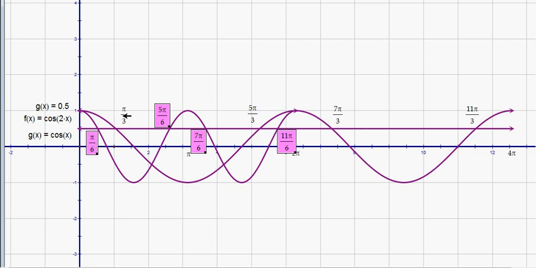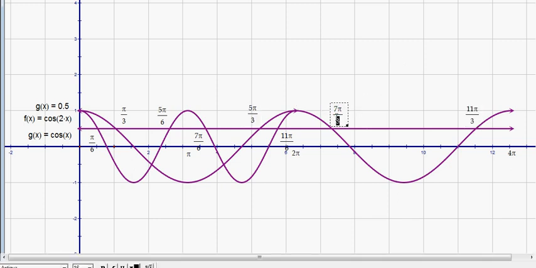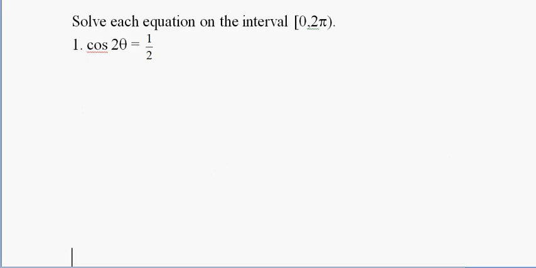So what was the idea? I take pi over 3, I add 2 pi to it, I get 7 pi over 3. I take 5 pi over 3, I add 2 pi to it, I get 11 pi over 3. Then I take all four of these answers, divide them all by 2, and I get 11 pi over 6, 7 pi over 6, 5 pi over 6, pi over 6. So let's take a look at the problem over here.